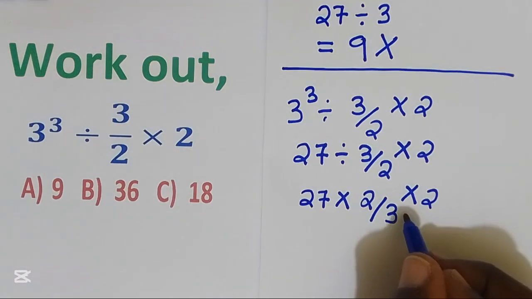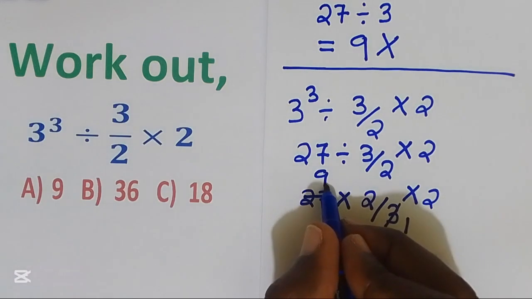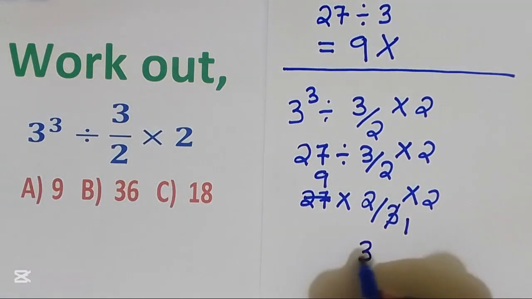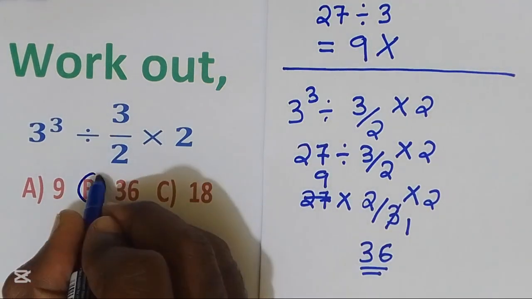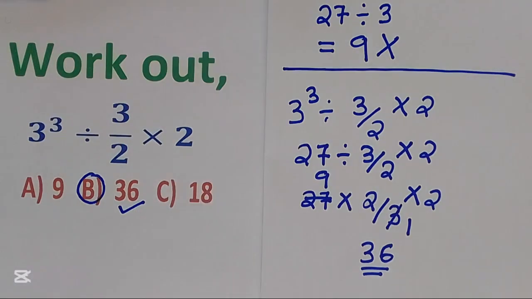Here I can simplify by 3, 1, by 3, 9, 9 multiplied by 2, multiplied by 2, we got 36. So, 36 is the correct answer. I hope you understand this question.